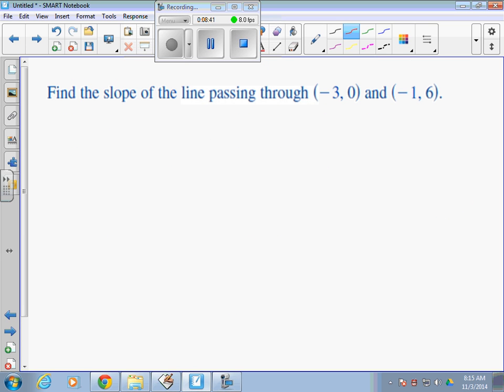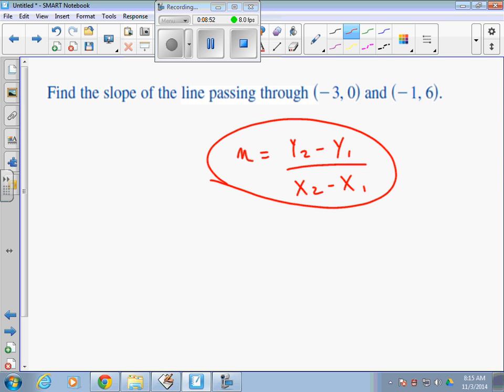Okay, find the slope of this line. Here is your slope formula. M equals y sub 2 minus y sub 1 over x sub 2 minus x sub 1. Start off by labeling it to where you know where to put it, and then take about 30 seconds to simplify what the slope is. Take about 30 seconds.